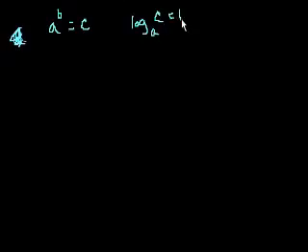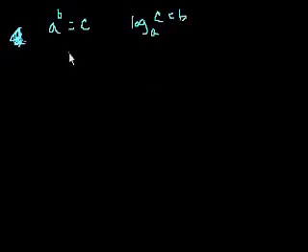So let's just do a little bit of a review of what a logarithm is. Let's say A to the B is equal to C. So if A to the B power is equal to C, another way to write this exact same relationship, but instead of writing an exponent, is to write it as a logarithm. So we could say that the logarithm base A of C is equal to B.